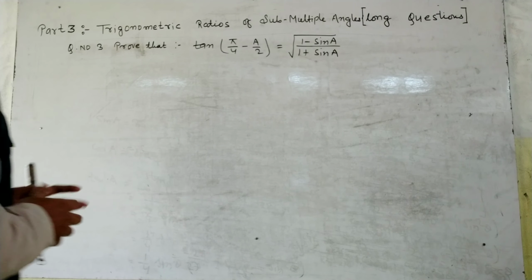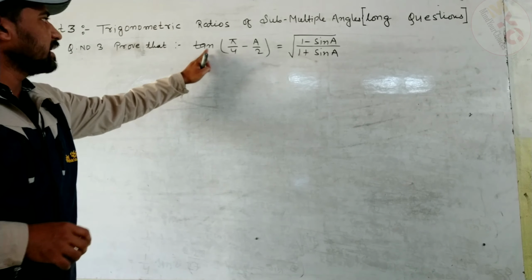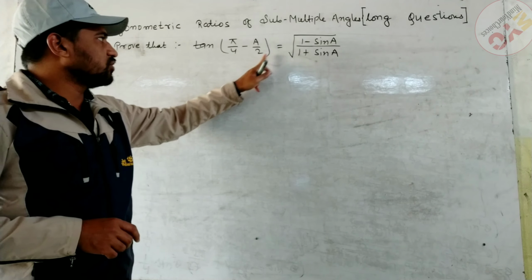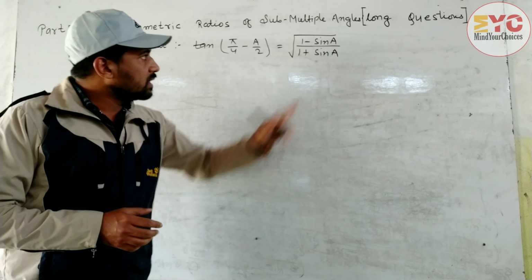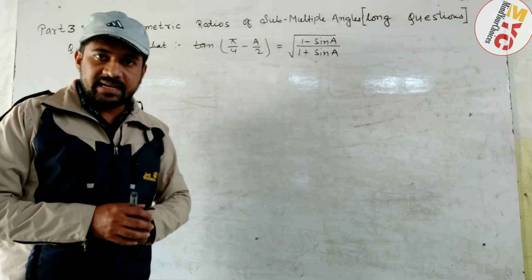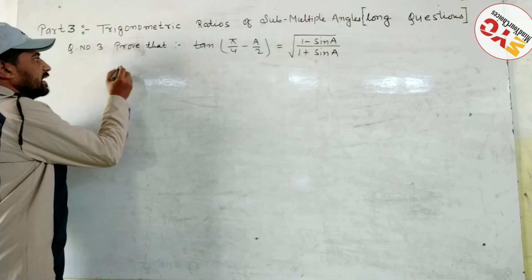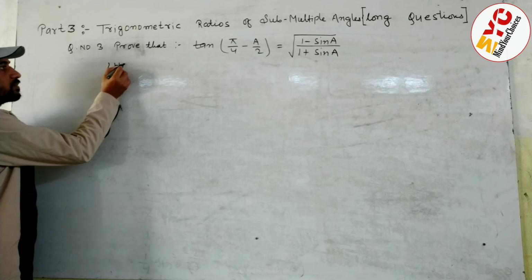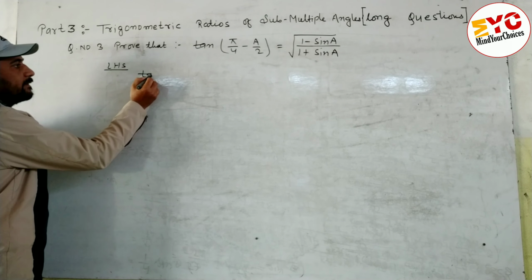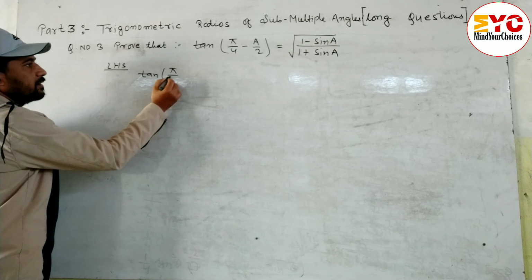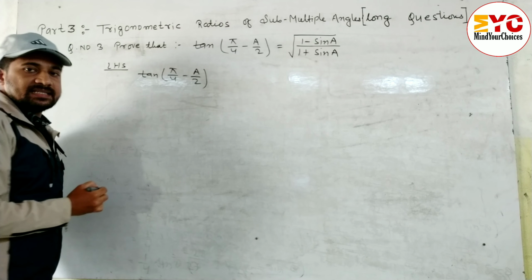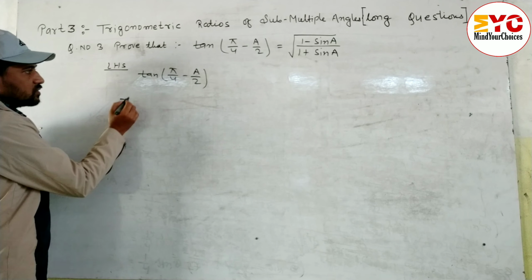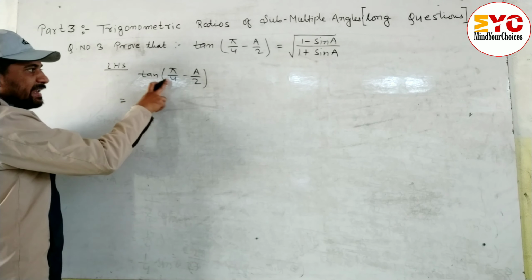Important question number 3. Prove that tan(π/4 − A/2) is equal to the square root of (1 − sin A)/(1 + sin A). We have to prove this. Take the LHS: tan(π/4 − A/2). We have to prove root under (1 − sin A)/(1 + sin A). First of all, you can see here tan(A − B).